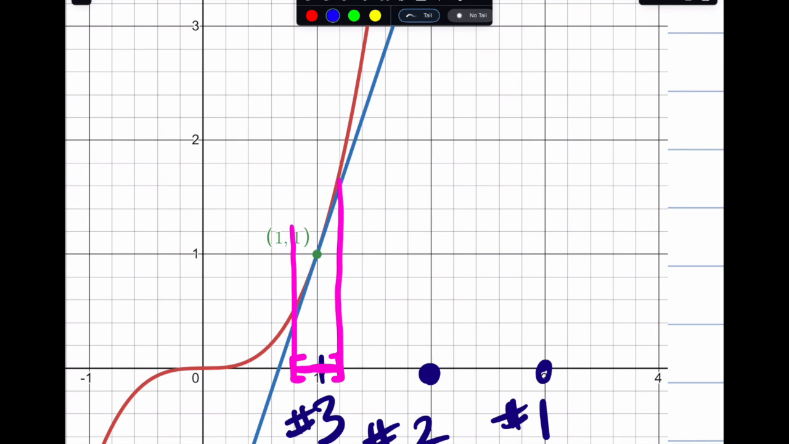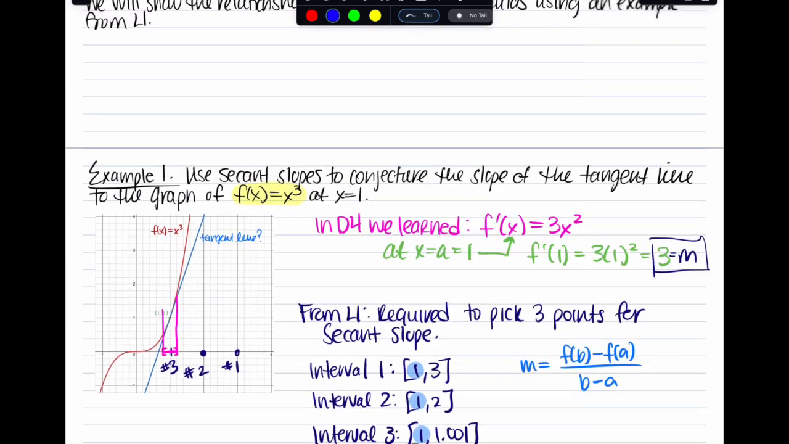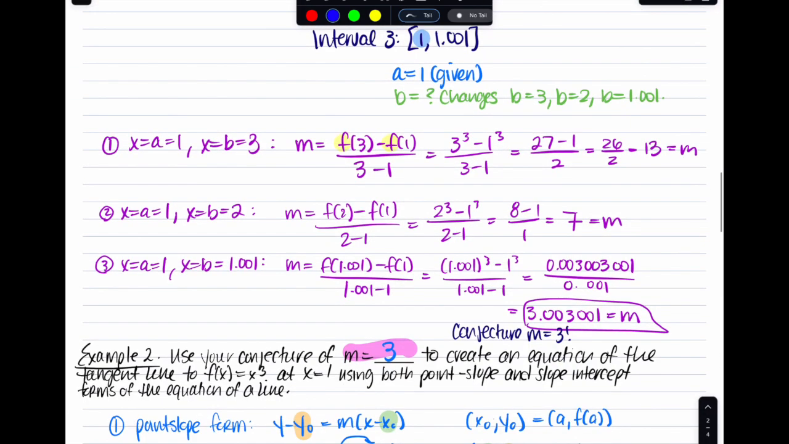And you'll even learn in Calc 2 that you can go further than using lines. You can actually use polynomials to approximate functions. If you use a polynomial to approximate a polynomial, you're going to get a perfect approximation, but if you use a polynomial to approximate other types of functions, you will not necessarily.